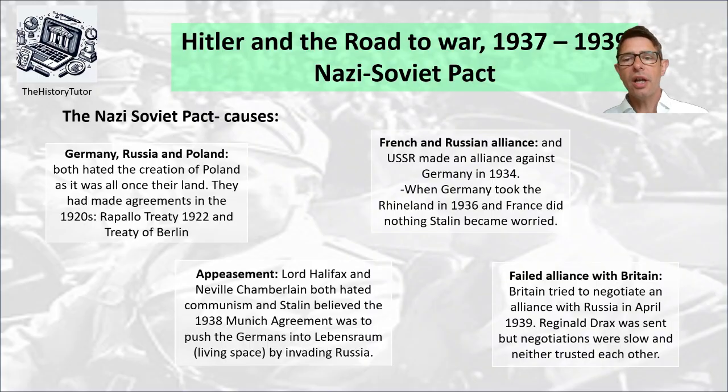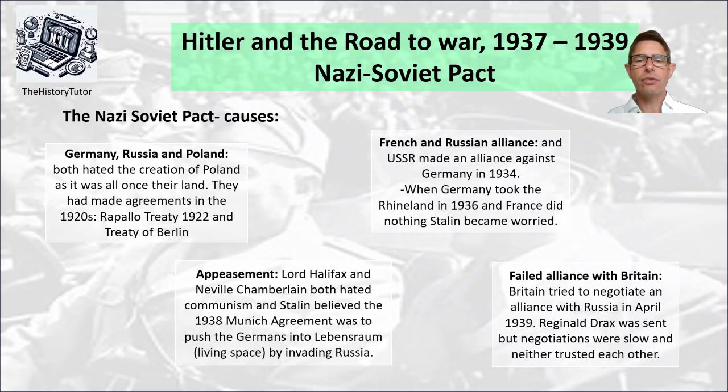So a French and Russian alliance was one of the other causes. The USSR made an alliance against Germany in 1934, but when Germany took the Rhineland in 1936 and France did nothing, Stalin became worried. So he started to feel the French and Russian alliance was weak, and the French weren't able to do anything, and they were not the great alliance partner he maybe should have had. So appeasement is another cause.